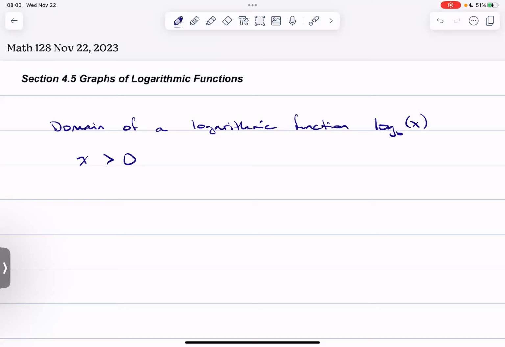Because what does that mean? It means that b to the power of something would have to be 0, and there's no way to get there, right? b has to be some positive base, and so it can't get 0. And so we're going to look a little bit more at the graphs of these logarithmic functions, but we're not going to worry too much about it.